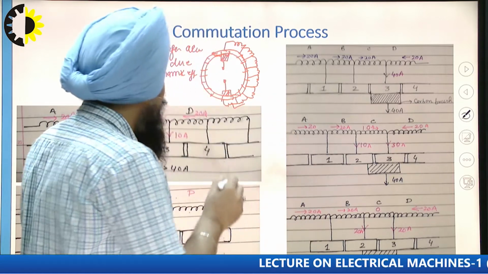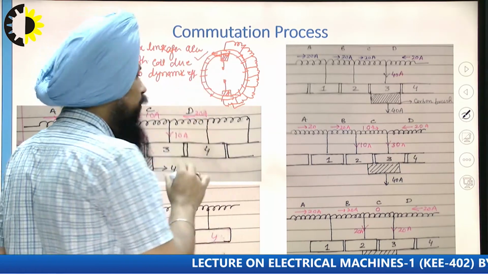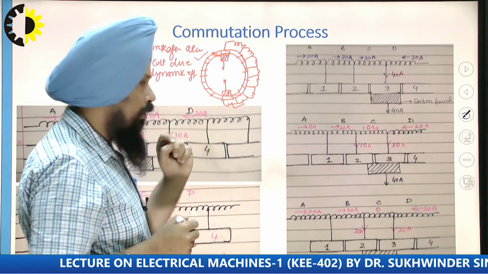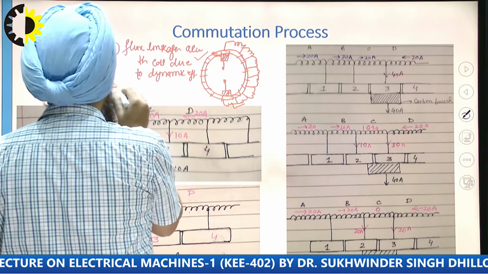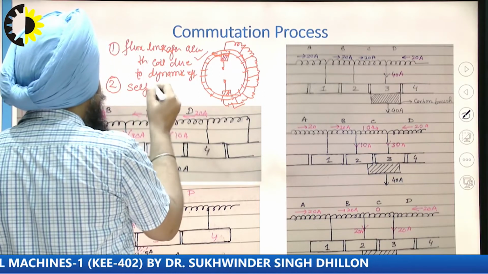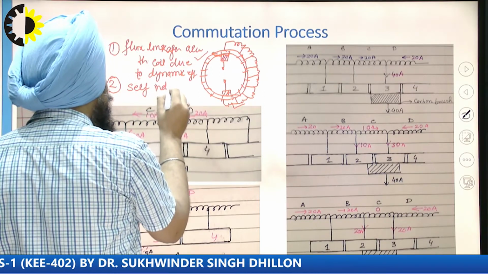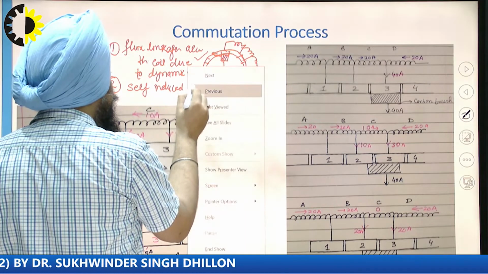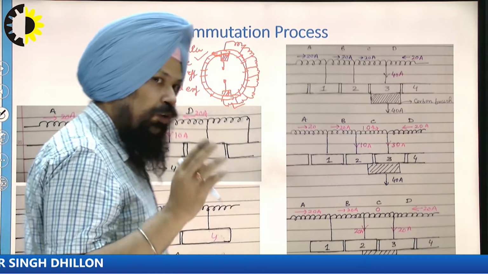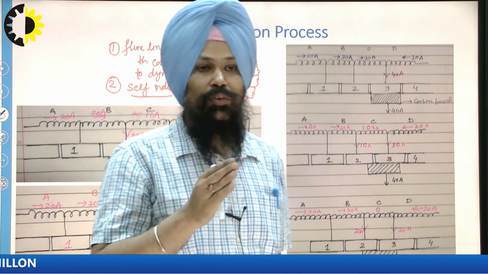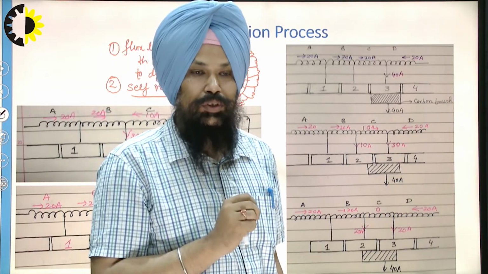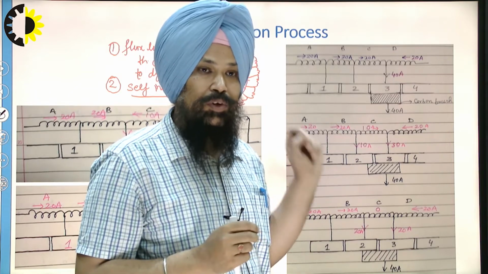Now see here, that is the dynamic EMF which will be induced in this particular coil which is under the effect of commutation. Another one is the self-induced EMF. The next very important point is self-induced EMF in the coil when the coil comes in the process of commutation, or when the coil passes through the carbon brush position. How can we reduce that kind of self-induced EMF?